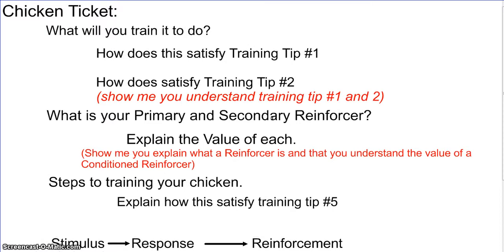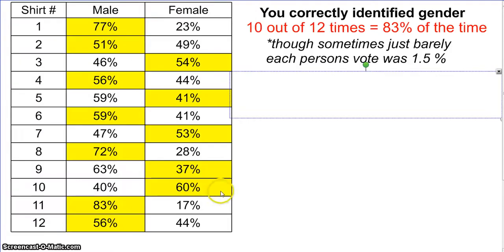Here's the data. That's not the data. Here's the data. What this shows is the shirt number. We had 12 shirts that we looked at. The percent that thought that shirt was male, the percent that thought that shirt was female. The yellow indicates which it was. So this was a male. 77% of you thought it was a male. This was a male. 51% of you thought it was a male.